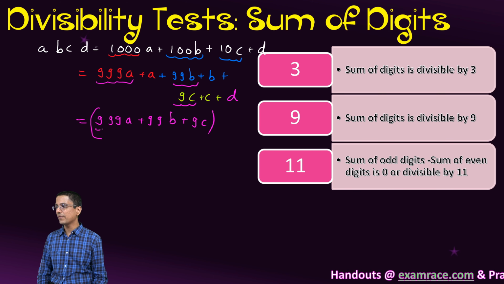So I can simply write it, using the inverse of the distributive law, as the inside thing 111A plus 11B plus C. And no matter what this thing is, it doesn't matter. All of this would always be divisible by 9. So this entire term is always divisible by 9 as well as 3, because 9 is a factor of this term.